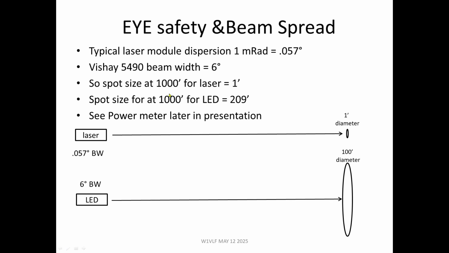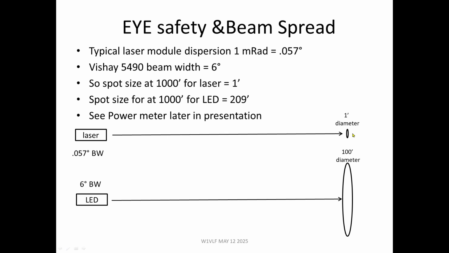Over here we have a laser with a beam width dispersion of 0.057 degrees, and here we have the LEDs, the typical Vishay 5490 LEDs. That's wrong. That should be 5940. If you're looking up that number, that is incorrect. It should be 5940, like the wavelength of light we're using.